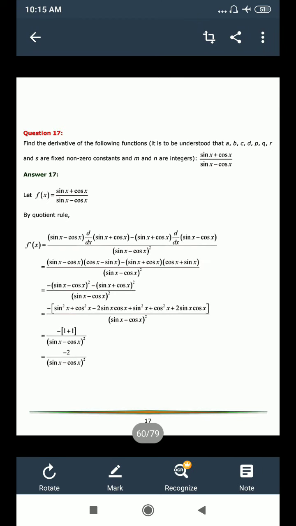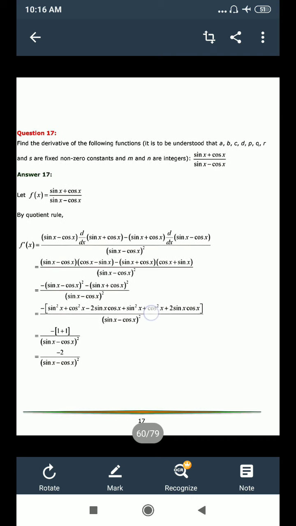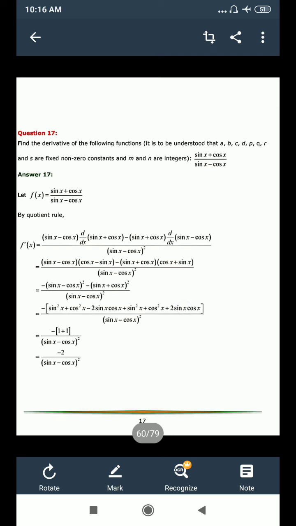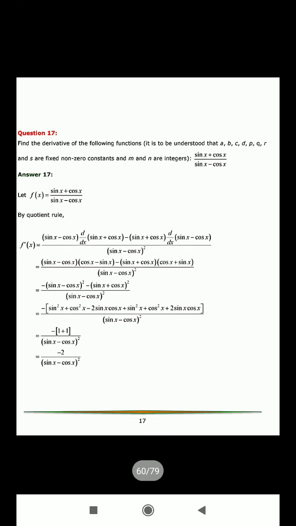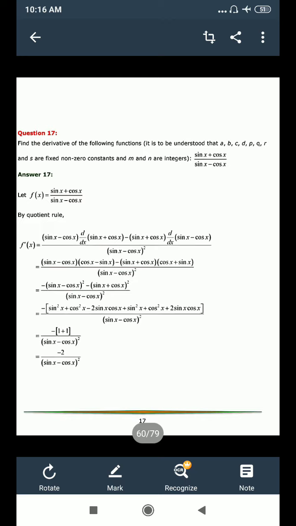Now you open the brackets. In this you get sin x minus cos x whole square minus sin x plus cos x whole square. You just open it. It is sin square x plus cos square x minus 2 sin x cos x. Over here I have taken the negative sign common to make it sin x minus cos x whole square. Opening the overall brackets, sin square x plus cos square x is 1, and this is also equal to 1. The 2 sin x cos x cancels with the other 2 sin x cos x. So overall we get 2 upon sin x minus cos x whole square. The negative sign is already there.